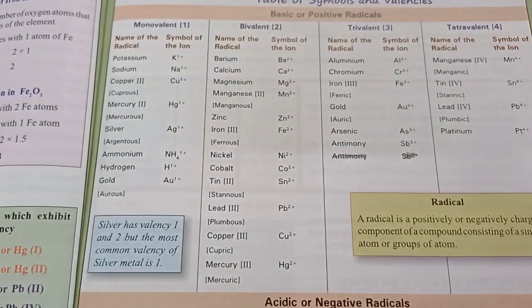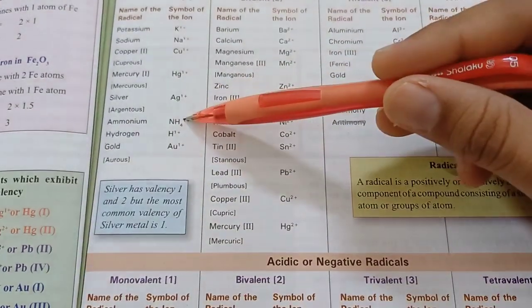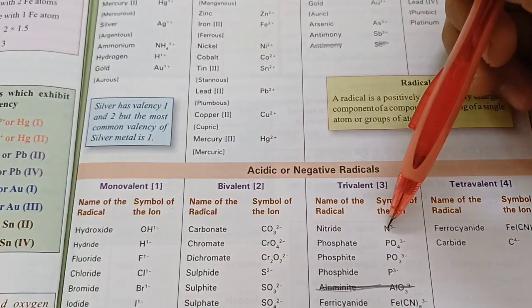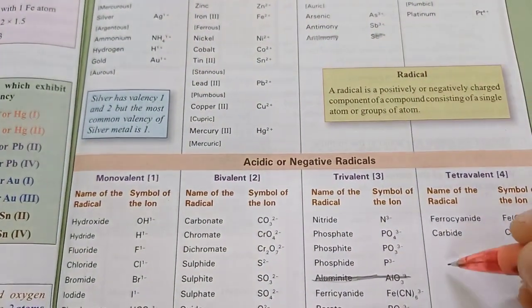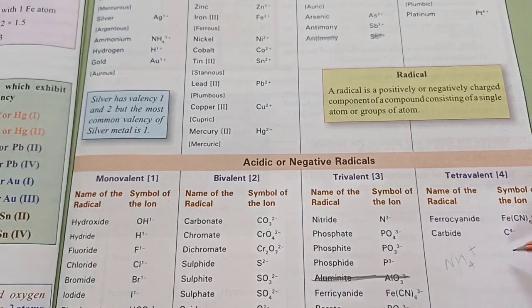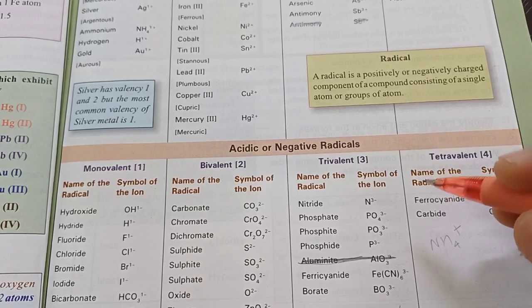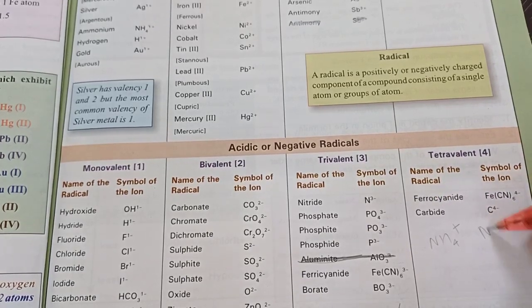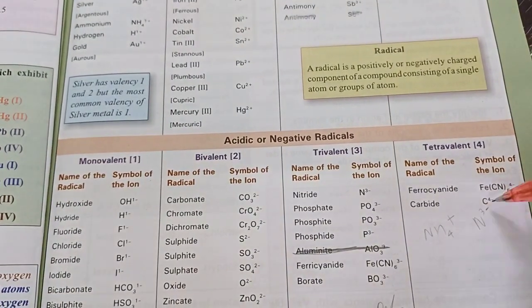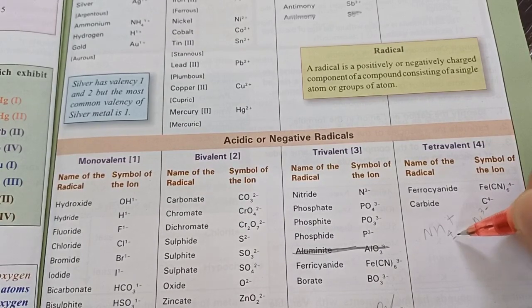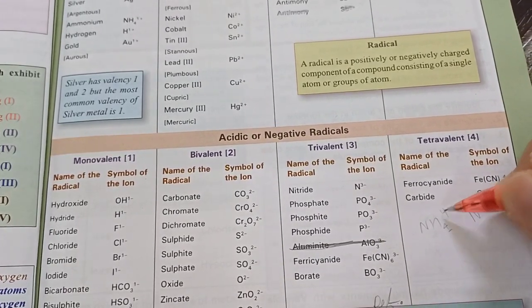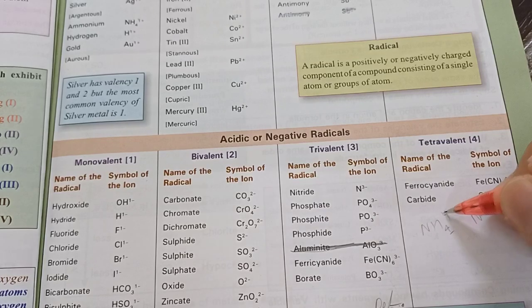For example, if we have to write the compound of ammonium nitride, we just write the cation first always, ammonium. This is different from ammonia. Ammonia is a molecule, it doesn't have a charge. And nitride is N3 minus. Now we do crisscross. The subscripts remain as it is. The superscript is exchanged, but then the sign remains as it is.